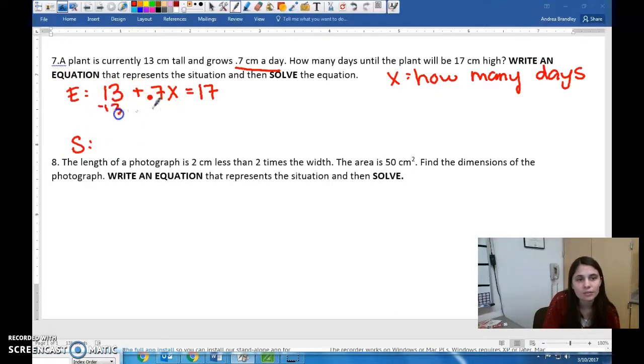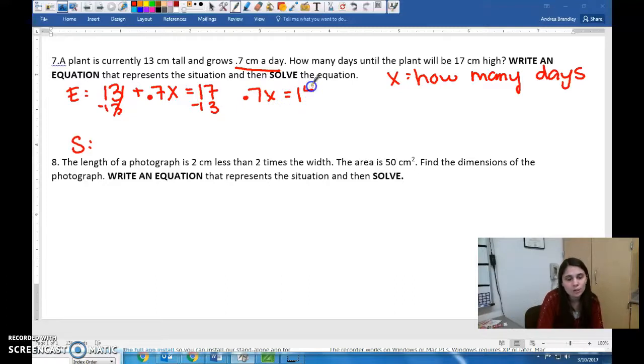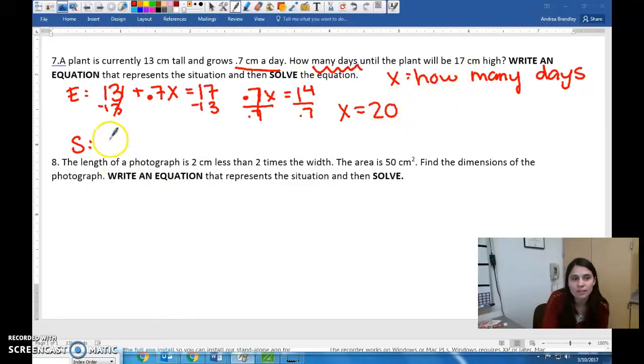So I'm going to minus 13 from both sides. So these cancel, and I get 0.7x equals 17 minus 13, which is 4. And then I can divide by 0.7 to get x by itself. So if it were me, I would pull out a calculator, and 14 divided by 0.7 is equal to 20. So my x equals 20. So my question was how many days, and that's what x represents. So if x is 20, then my solution is it will take 20 days.